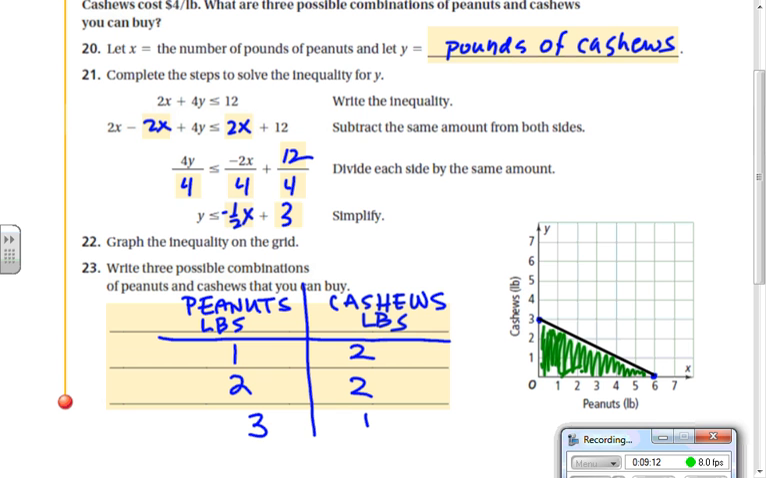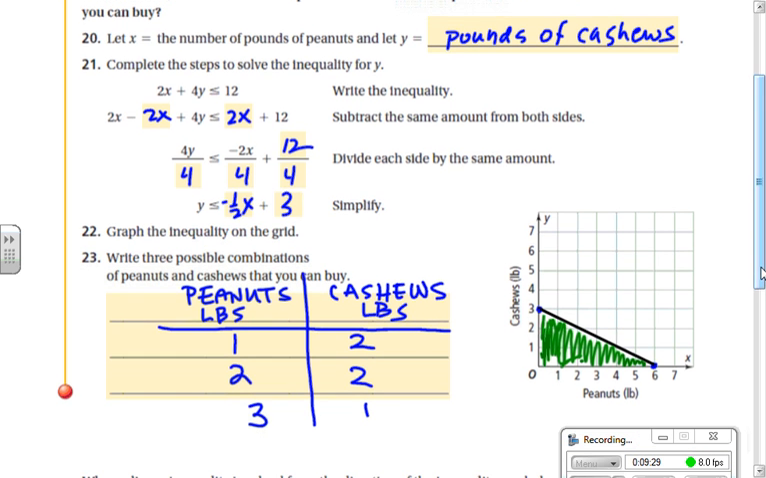So here's your answers for that. Now remember that your pounds of peanuts and pounds of cashews could actually be half numbers. So there are a bunch of other possibilities. They can be a fraction of a pound. You don't have to buy exactly a whole pound. All right, so think about that, and we will talk about this some more next time we meet.